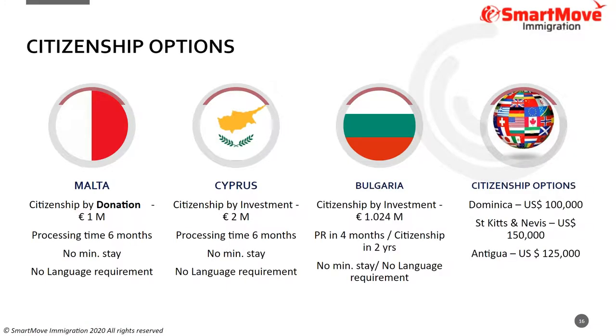So within this, as you see, there are various ways. Either you donate money to them, like Malta, where you give a donation of 1 million euros and you can get citizenship. Cyprus, you have to make an investment, and they have a list in which you can do an investment, and you can get citizenship.